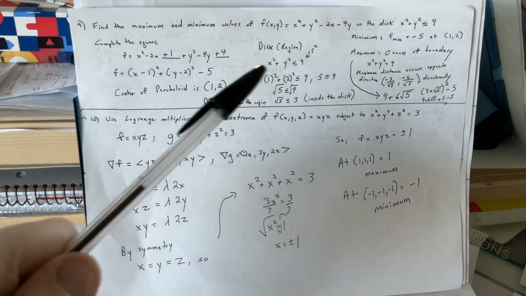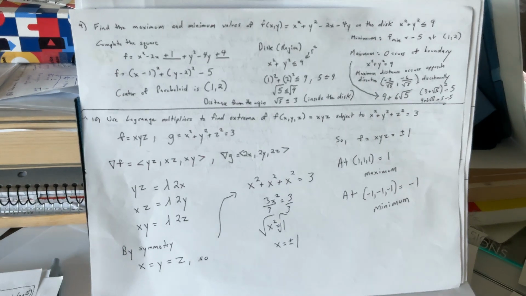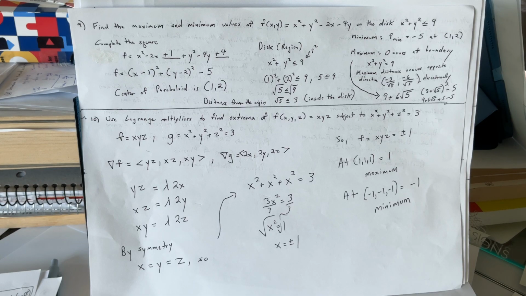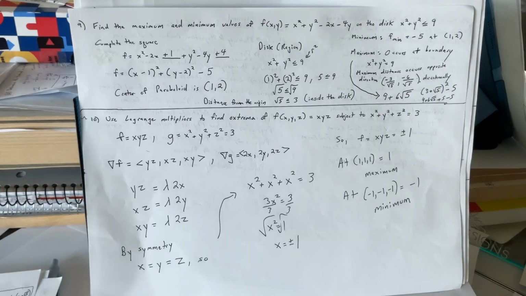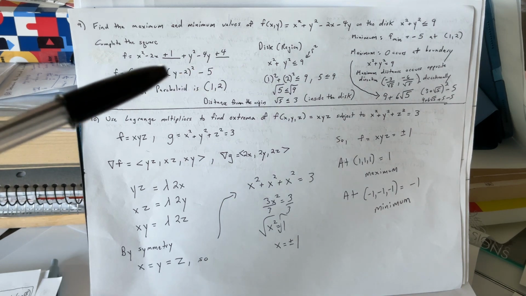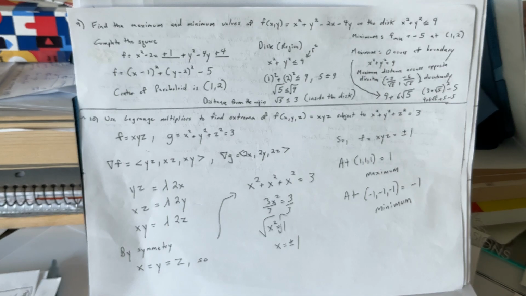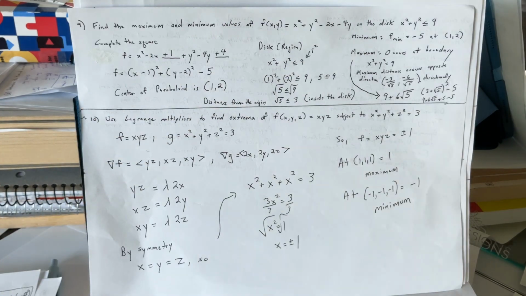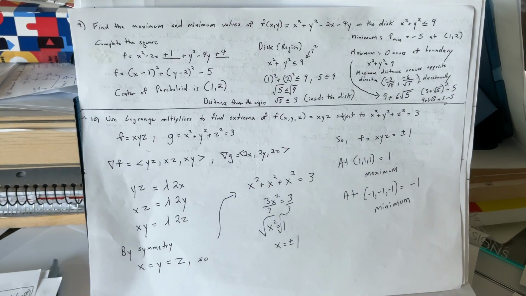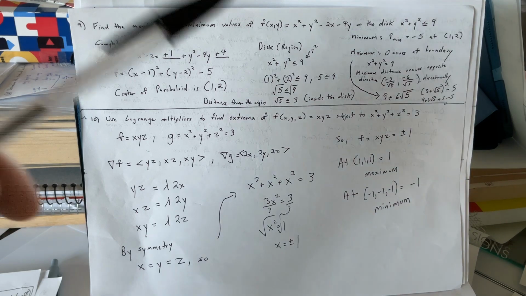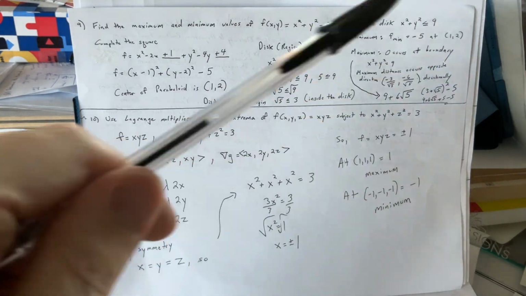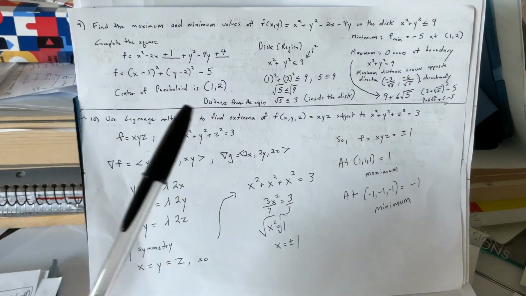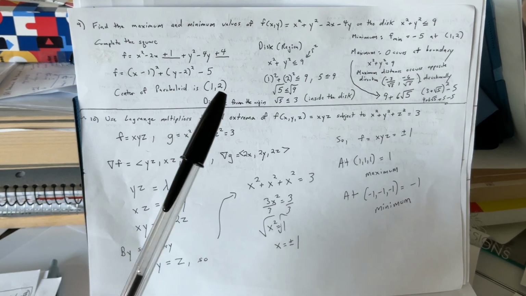Number 9, find the maximum and minimum values of that function on the disk x squared plus y squared less than or equal to 9. So for this, in this situation, we're going to complete the square, or isolate the x and the y terms. If you recall what this is going to look like, you may have done it earlier in the semester or in Calc 3, this function is a paraboloid on this disk here. And what we can derive from this is that the center of the paraboloid is 1, 2.